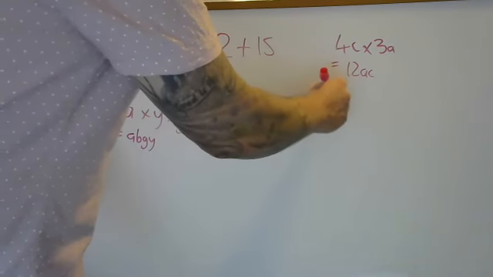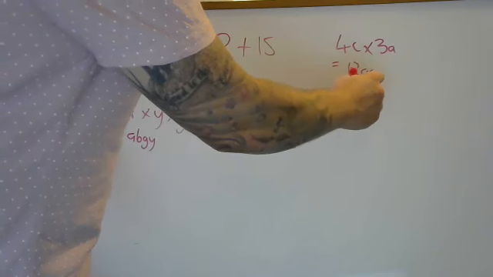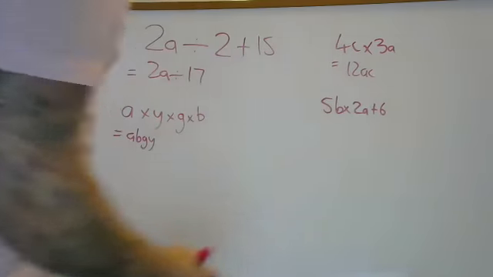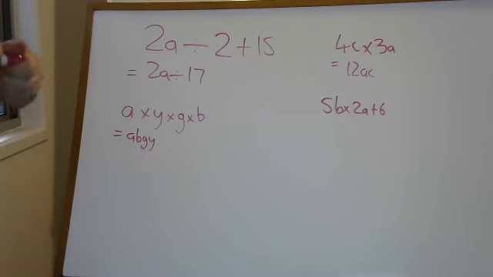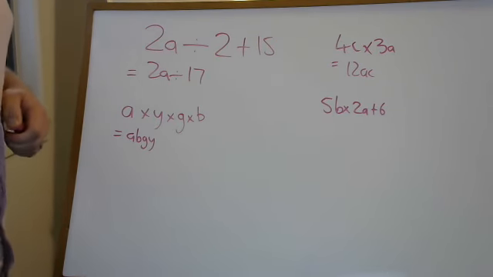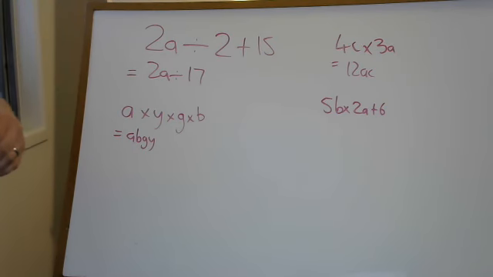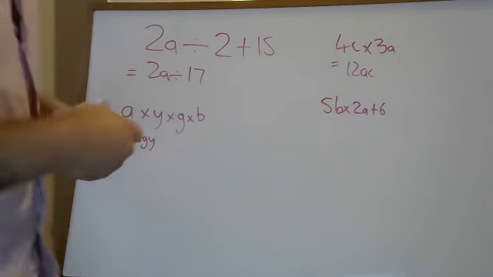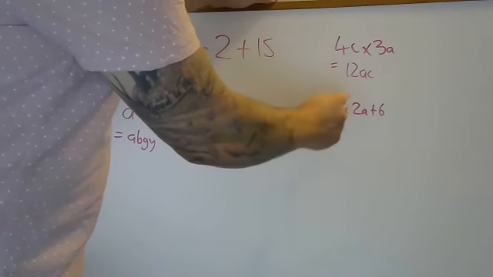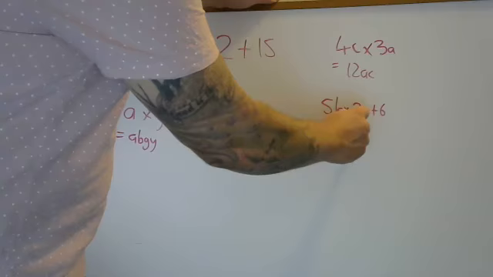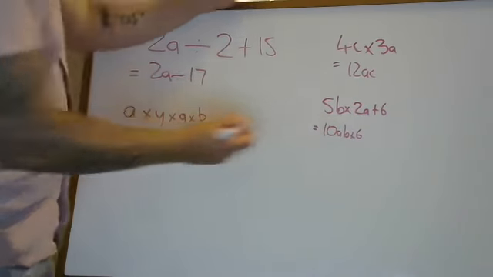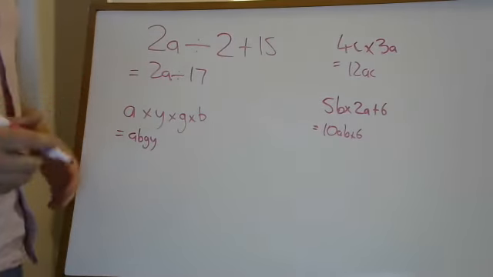So b times 2a plus 6. And ab plus 6. Very good, Ryan. So 5 times 2 is 10. AB plus 6. That's as simple as we can make it. We can't simplify it any further. And I think this will be the last question.